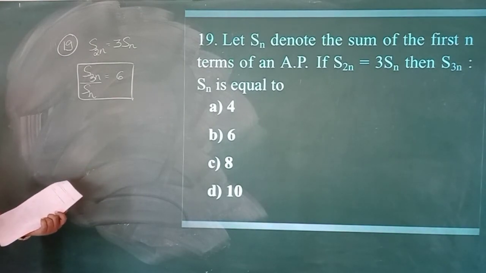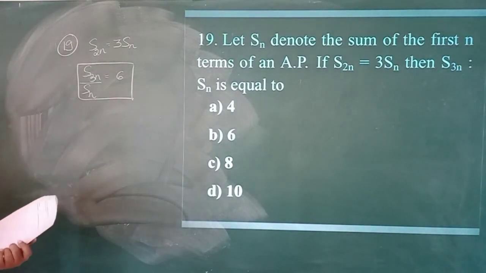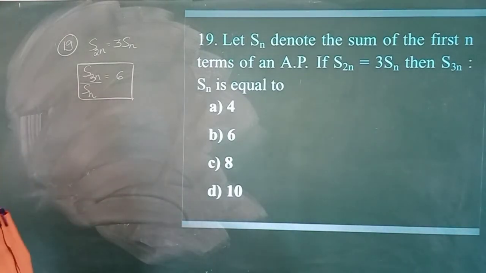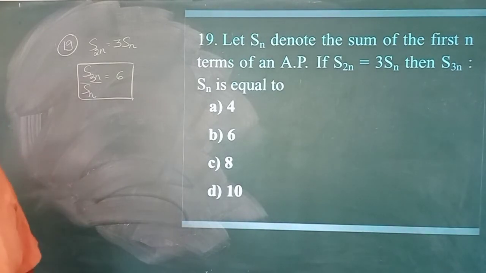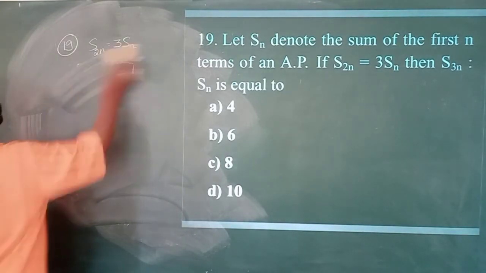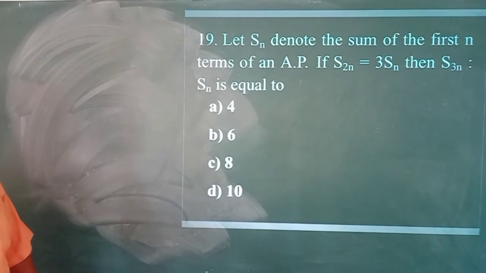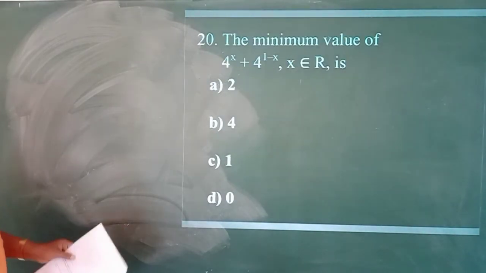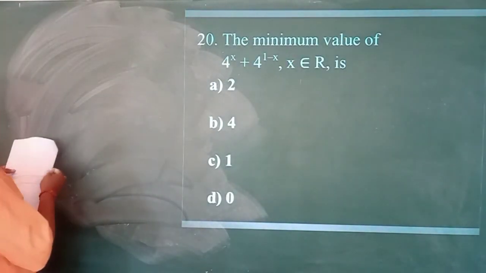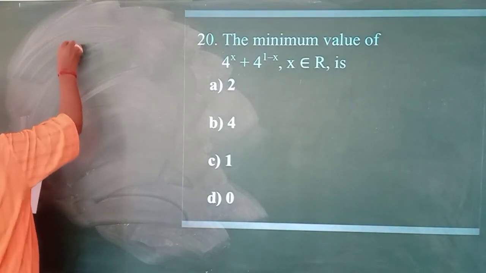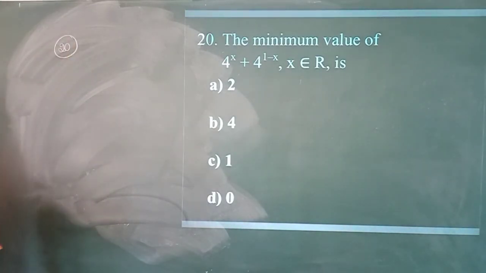So that is a very lengthy procedure. Better you can do like that. 19th one. Do 20th. So try 20th everyone. We did the same problem using arithmetic mean greater than or equal to geometric mean.